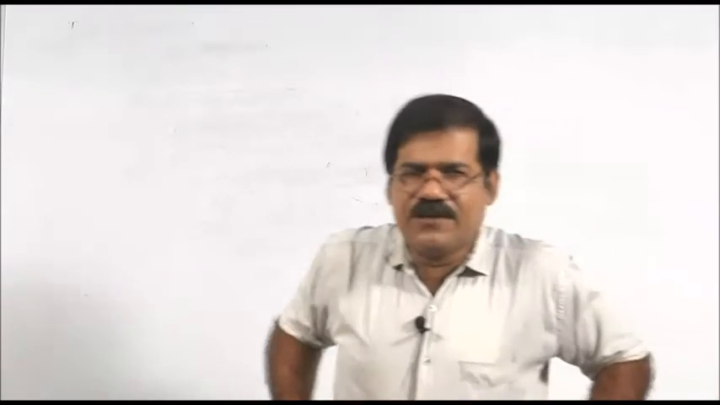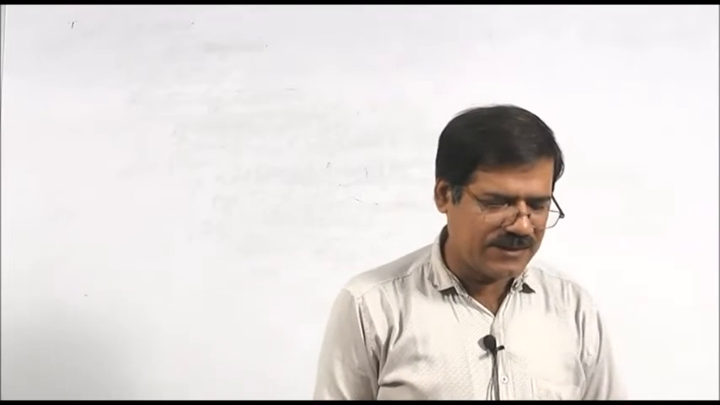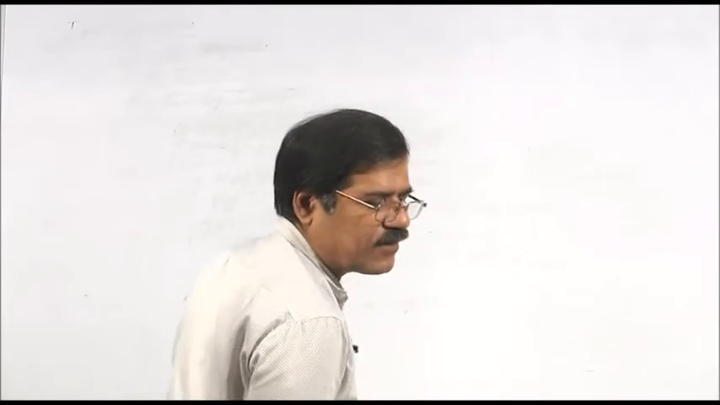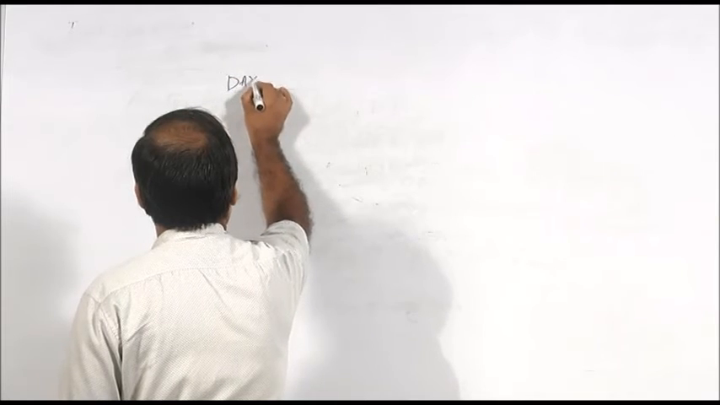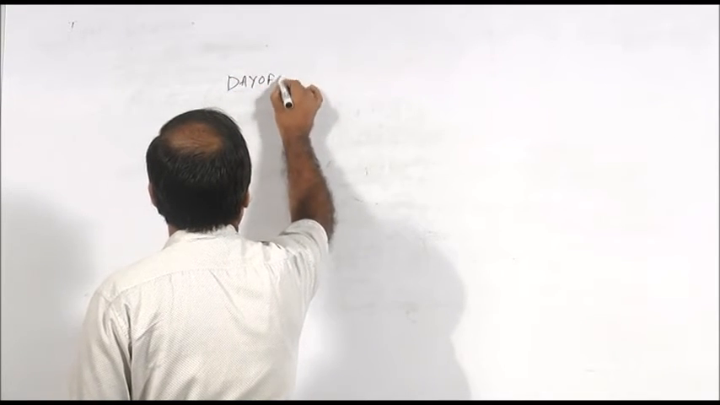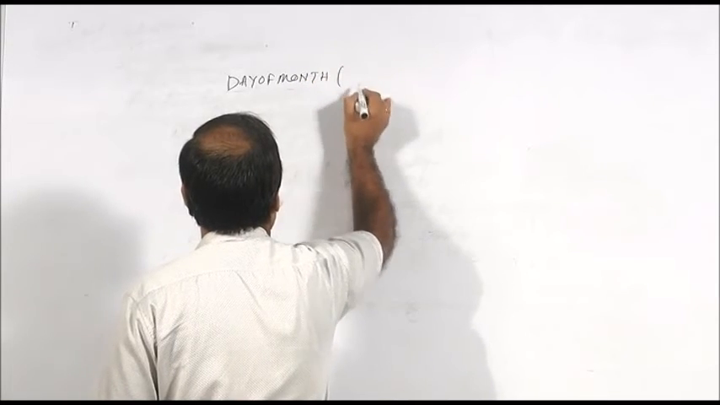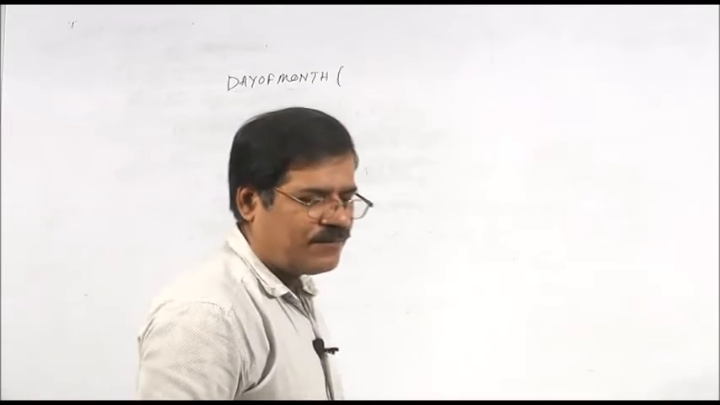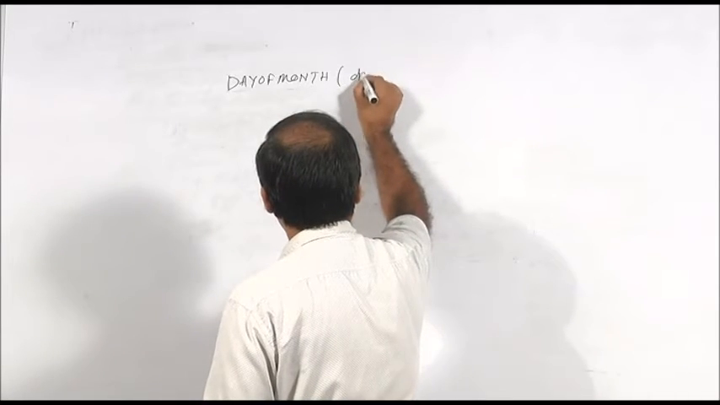Next is your day of month. Day of month means a particular day of the month; it will return the day. The function is day of month. Day of month of what? Day of month of a date. So you have to find what the day is.